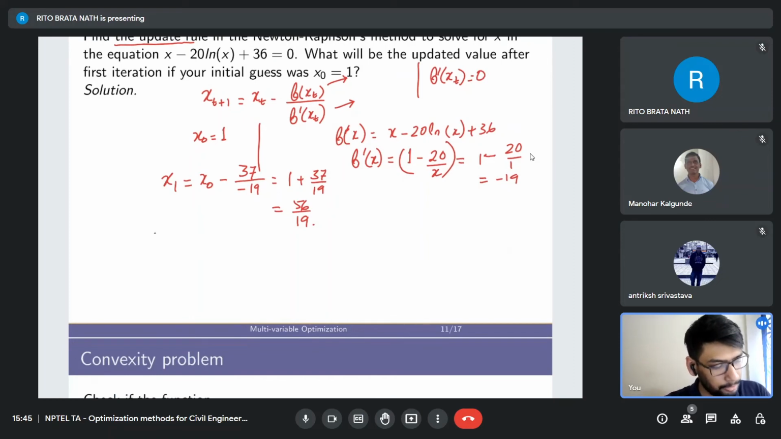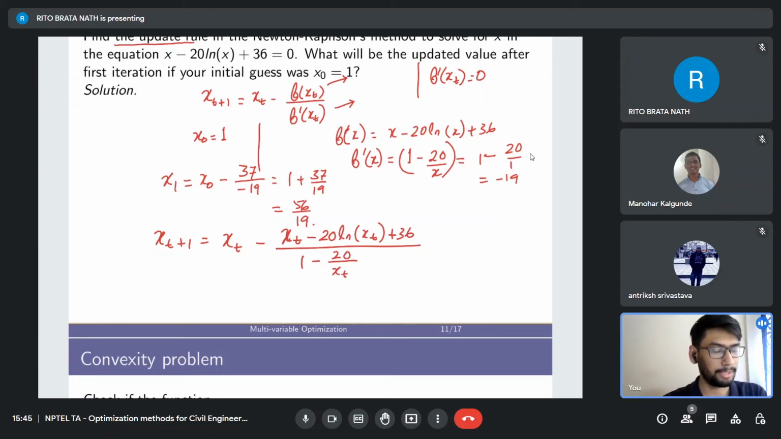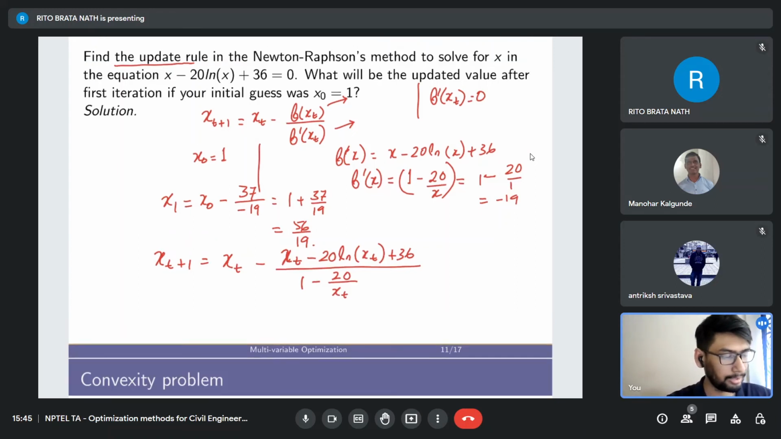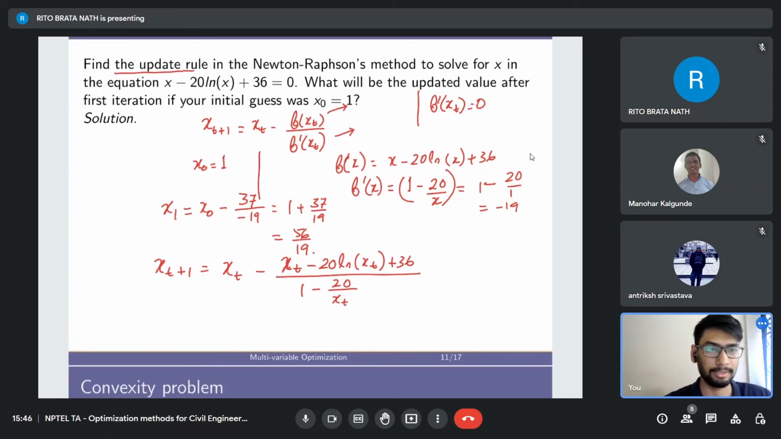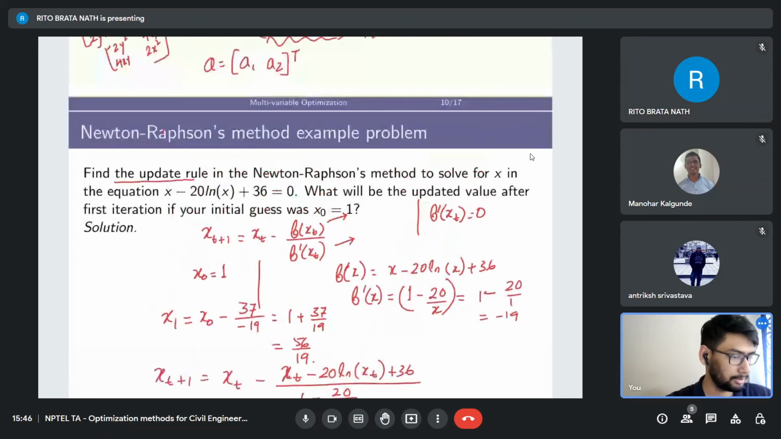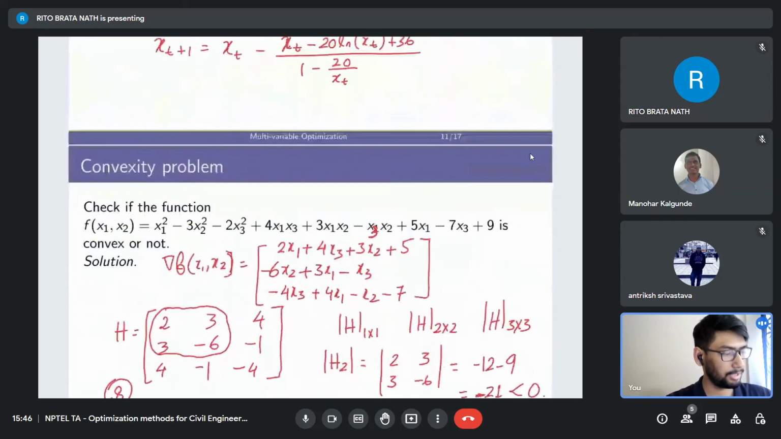For that, you can do xt plus 1 equals xt minus f(xt), which is given as xt minus 20 ln xt plus 36, divided by f prime, which will be 1 minus 20 by xt. So this will be your update rule. You can simplify it further, but it's not required, and you just have two columns in Excel and can solve it pretty easily. So yeah, this problem is again pretty simple.